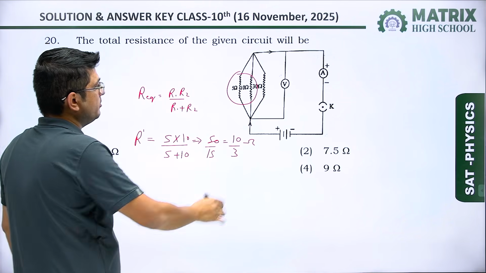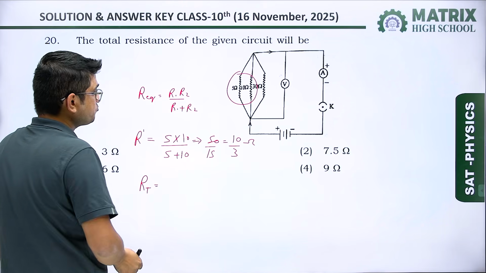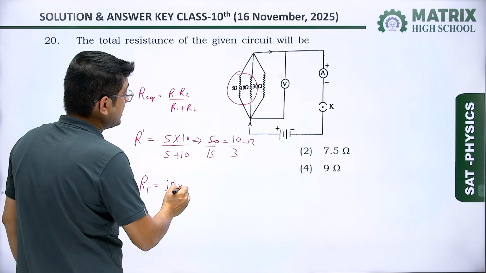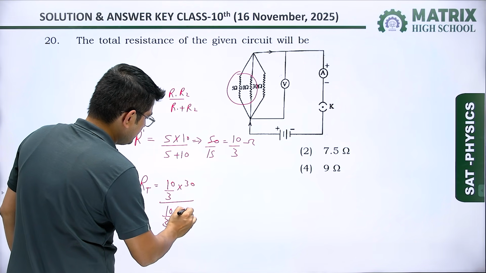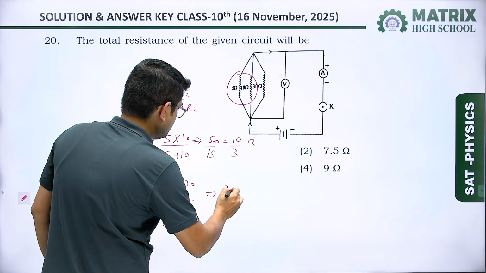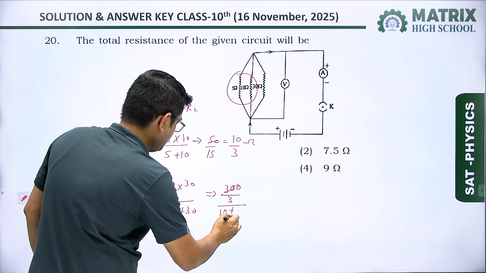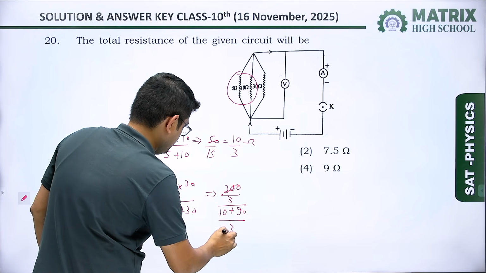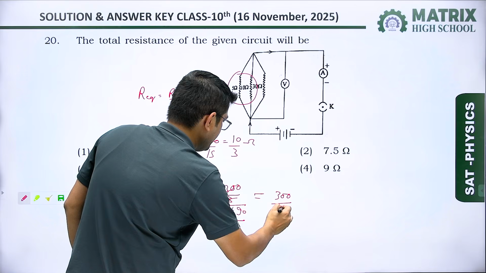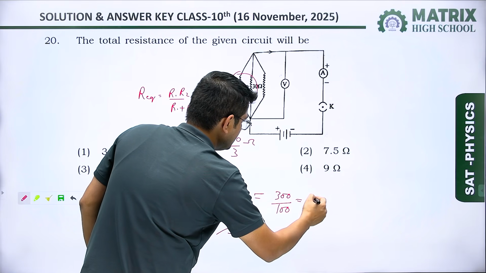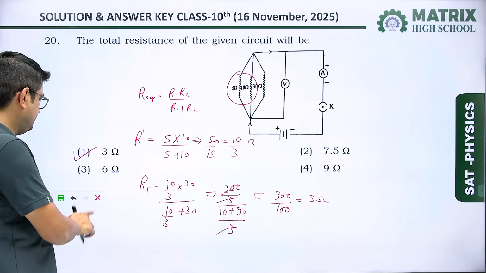Now this 10 by 3 ohm is in parallel with 30 ohm. Let's say R total is 10 by 3 multiplied by 30 divided by 10 by 3 plus 30, which equals 300 divided by 3 divided by 30 plus 90 divided by 3. This 3 is cancelled by this 3. It becomes 300 divided by 100. So the final answer becomes 3 ohm. So our correct answer is option 1.